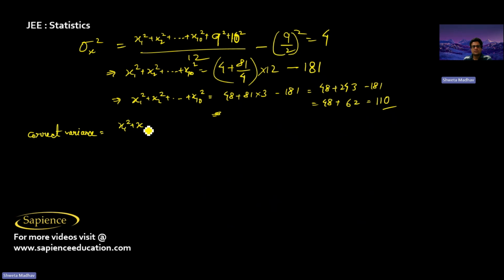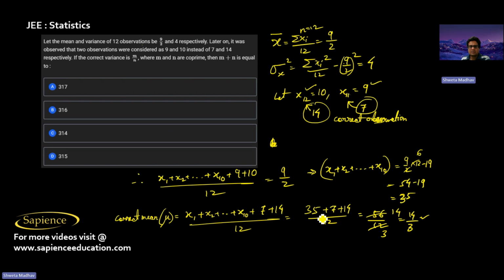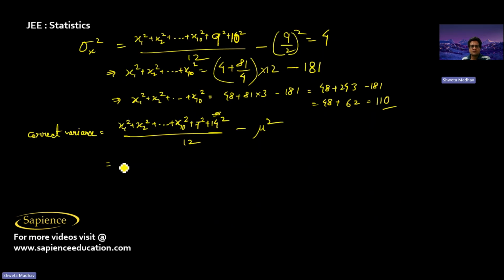x1 square plus x2 square plus till x10 square plus we need 7 square plus 14 square, since these are the correct observations, divided by 12 minus the correct mean square, which is 14 by 3. So this will be the sum of the squares of the first 10 observations, 110, plus 7 square, which is 49, plus 14 square, that is 196. 14 sixes are 84... 14 times 14 is 196.